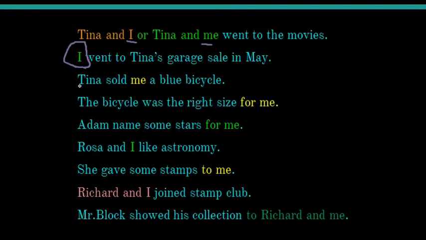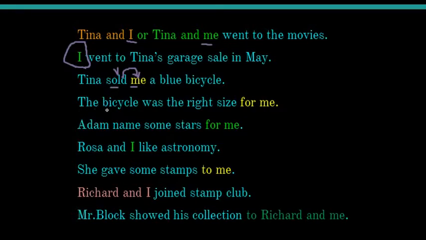Next example, Tina sold me a blue bicycle. The pronoun me is an object pronoun. What is an object pronoun? An object pronoun takes the place of a noun that receives an action or that follows an action verb. So in this sentence, sold is an action verb and who receives the action? Me. We use me as a direct object or as the object of a preposition. I have made a video. What is a direct object? I will link that in the description box below. It means use me after an action verb.